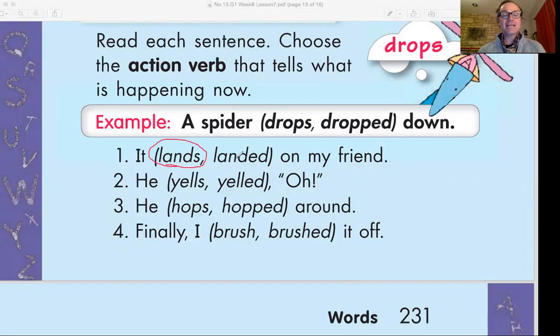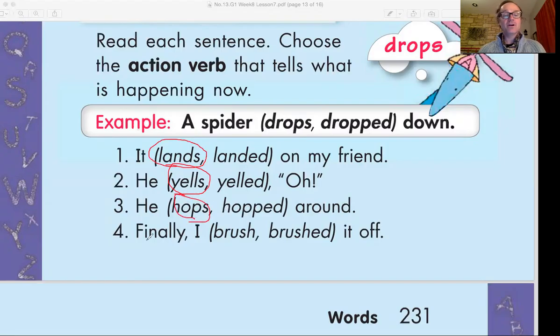So it lands on my friend. I hope he yells, oh! He yelled, oh! So this is not now, that's past tense. This is now, yells. He yells, oh. He hops around. He hopped around. Well, hopped would mean not now, but before. So here, he hops around.